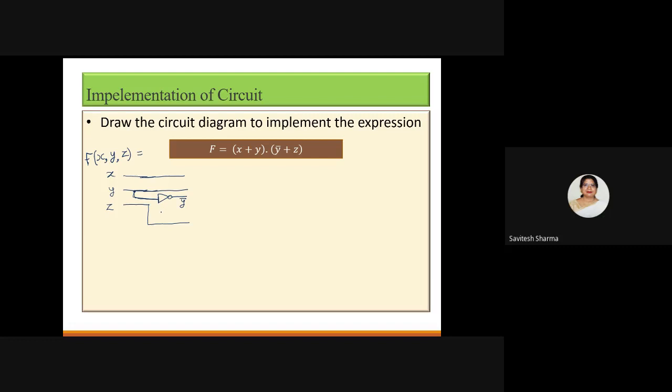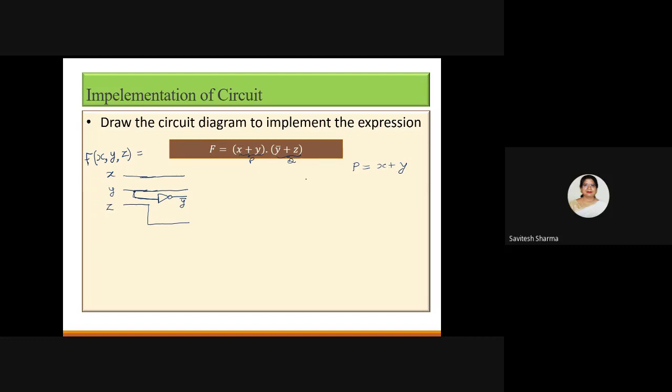Now I have to join the variables. Let's see, just see the bracket. This is my P. One bracket I am replacing as one operation, P, and this one I am replacing with Q. So what is P here? P is x plus y. You see that this x and y are joined by a plus operator.